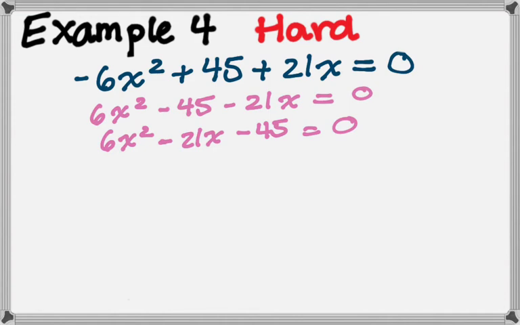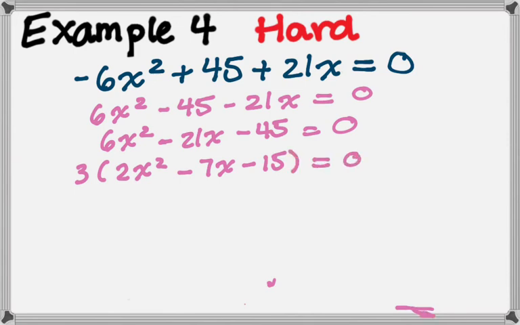Okay, next, these are really big numbers, so I want to factor out a common term. I'm noticing that the number 3 goes into 6, negative 21, and negative 45. 3 goes into all of them, so I'm going to factor out a 3. 3 times 2x squared makes 6x squared. 3 times negative 7x makes negative 21x. And 3 times negative 15 makes negative 45. It's still equal to 0.